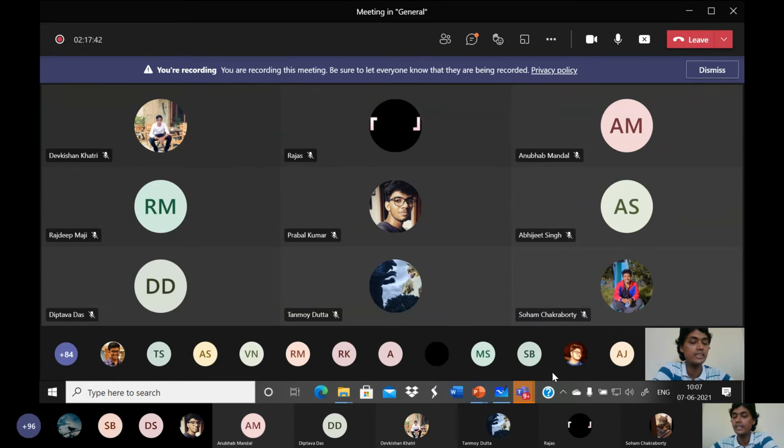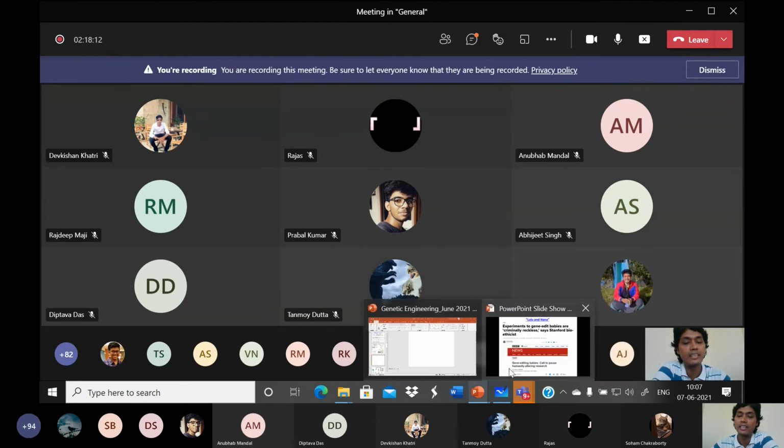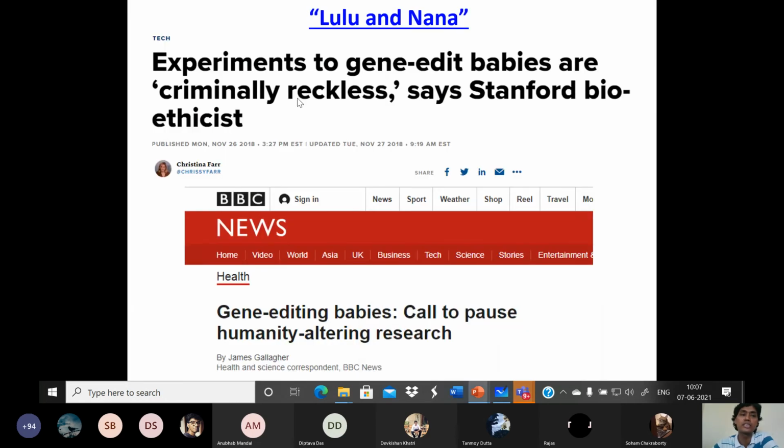Now the problem is this scientist in China, his name is He, I forgot his full name. He created those two babies, Lulu and Nana. Those two are human babies, but somehow he modified their genetic constituents. Now the problem is that after that, there was a lot of criticism in newspapers. You can see this is in 2018.